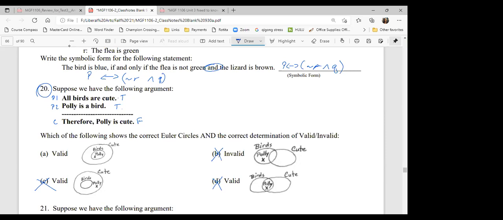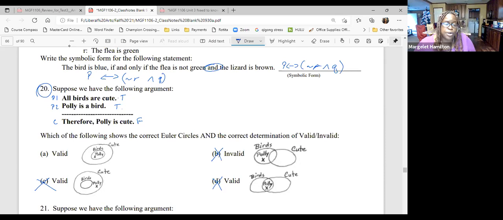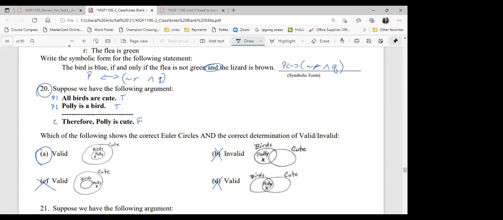So we see that birds are in the cute circle. Okay. Polly is a bird. She's in there. Now it says, therefore, Polly is cute. Is Polly cute? Yep, she is right there. That's got to be our answer right there. Is everybody all right? Yes. Okay.